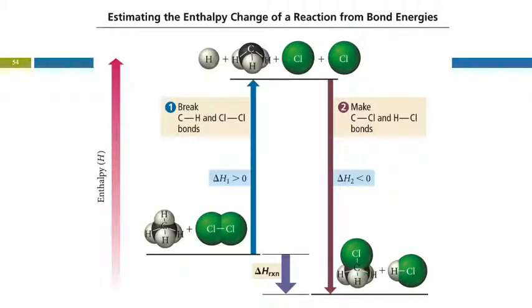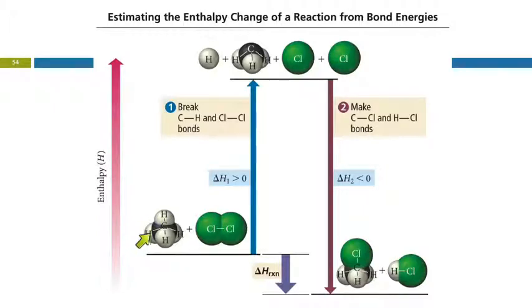So let's look at how we might do this. And this takes advantage of this Born-Haber cycle here. Also is taking advantage of Hess's law. So here we've got methane and chlorine, and we're going to have these react. And they're going to form chloromethane and hydrogen chloride. In order for these to be formed, we have to take these molecules apart, right?